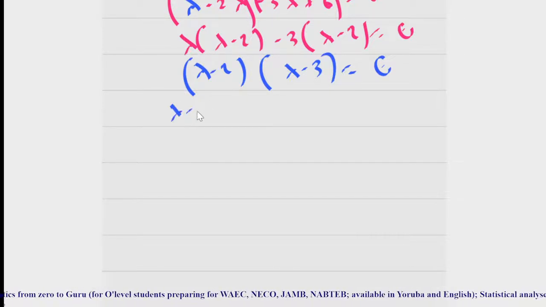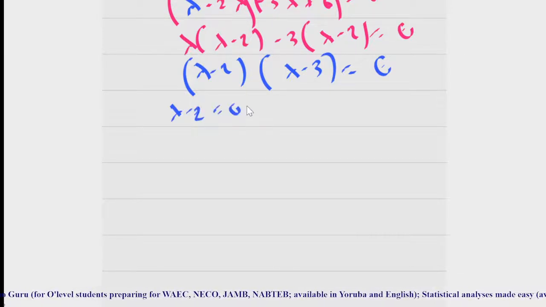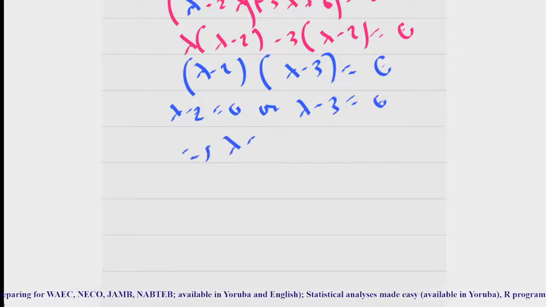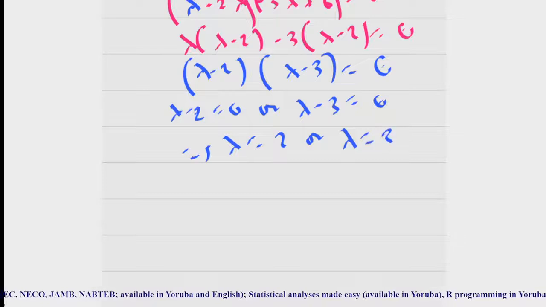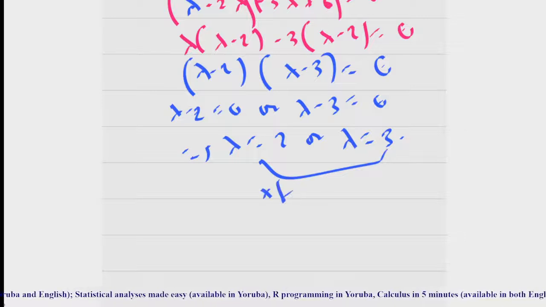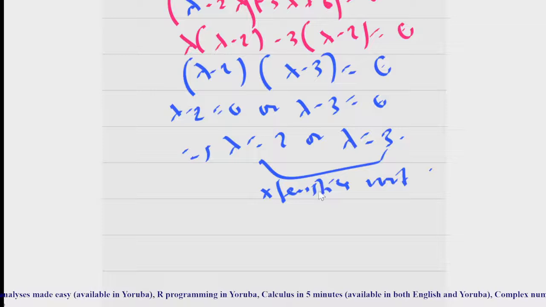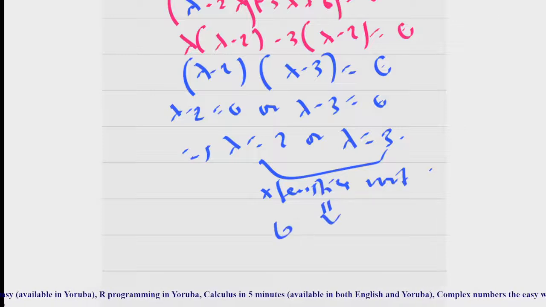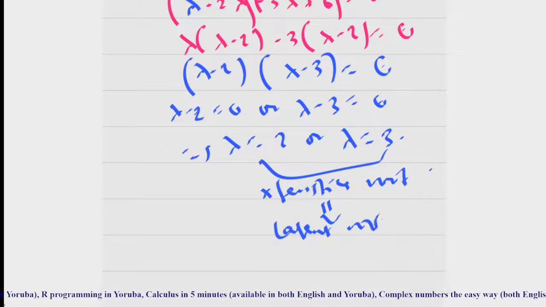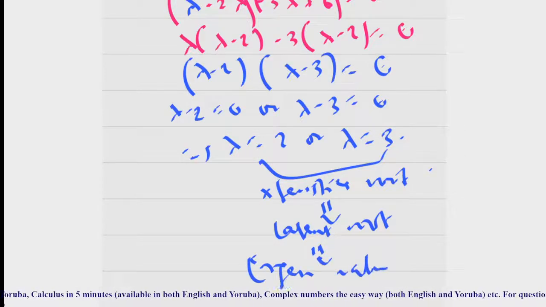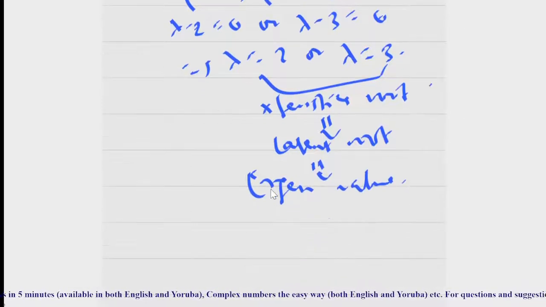So then I'm going to have lambda minus 2 is equal to 0, or lambda minus 3 is equal to 0, which implies that lambda is equal to 2 or lambda is equal to 3. So lambda is equal to 2 or lambda is equal to 3 are your characteristic roots. I hope you understand now. Which are also the same thing as latent roots, or eigenvalues. I hope you understand that.